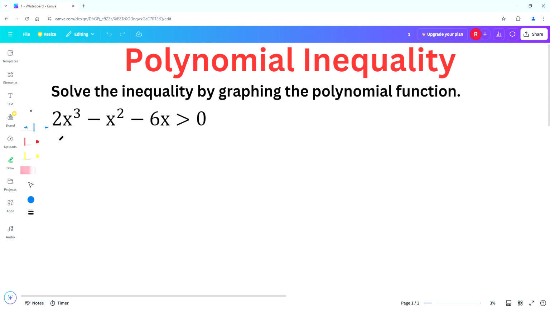We have to graph this polynomial function and then use the graph to solve the inequality. In order to graph this polynomial function, we should find its x-intercept, y-intercept, and end behavior. Let's assume this cubic polynomial can be represented by function f at x. We should factor this polynomial. We can start by doing common factoring. We can factor out an x from all three terms.